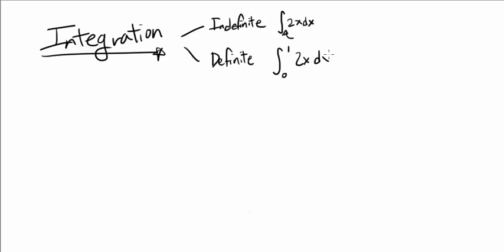There's two types of integration. There's indefinite integration, which is what this video is going to introduce you to, and there's definite integration. Indefinite integration looks something like this: a squiggly s sign with 2x dx, some function within, and we put dx. And definite integration has a lower bound and an upper bound with the same thing.